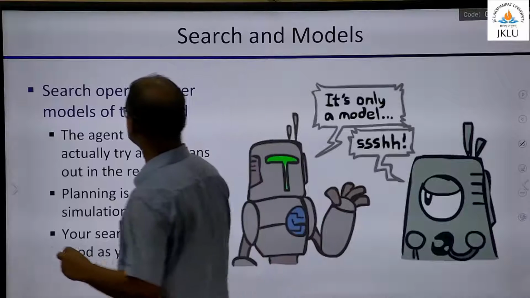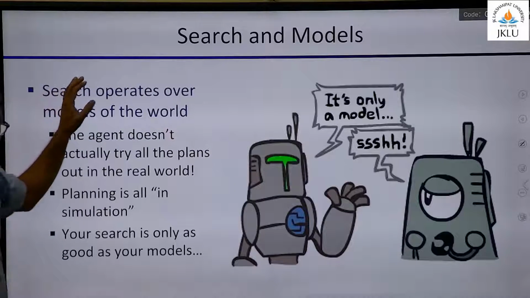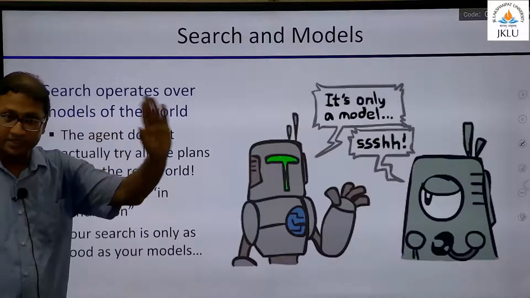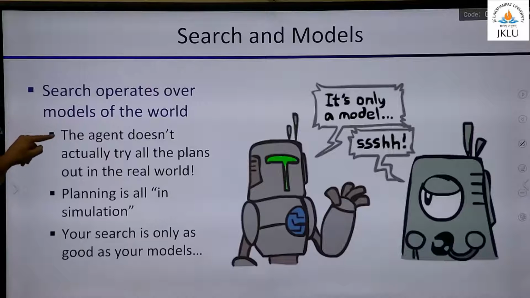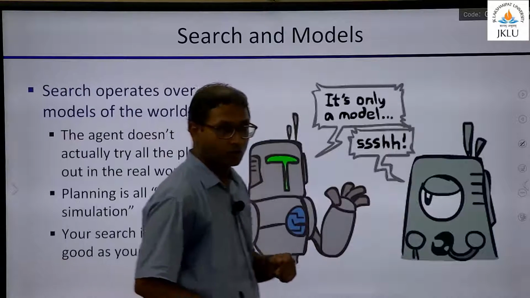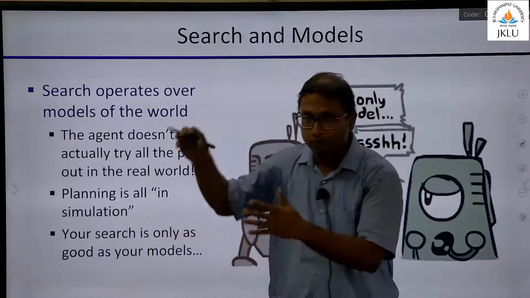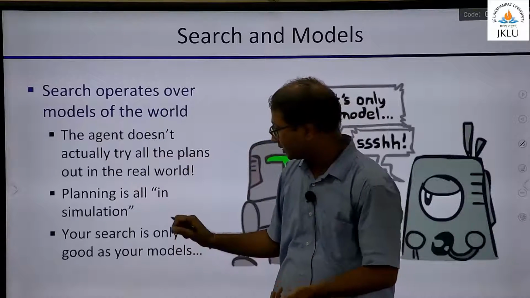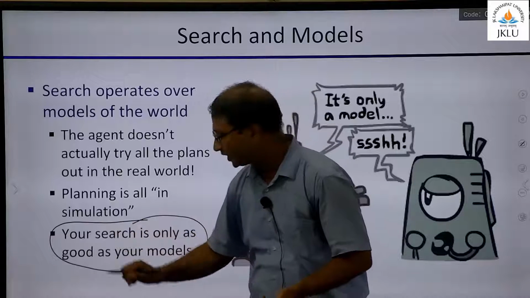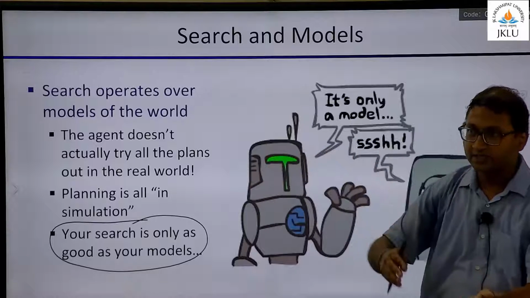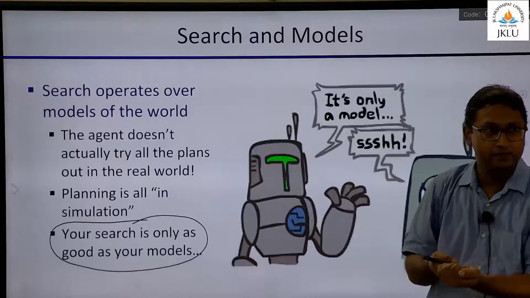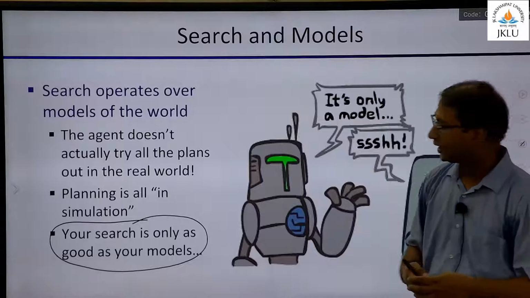So search operates over models of the world, and we have seen that the models are just to represent the real world. They are not the exact replica of the world. The agent doesn't actually try all the plans out there in the real world. Planning is all in simulation. Your search is only as good as your models. So if your model is capturing your problem, then fine, but your search inherently can't improve the whole search, because if the model is bad, search is not going to be better than what I am modeling. Okay.